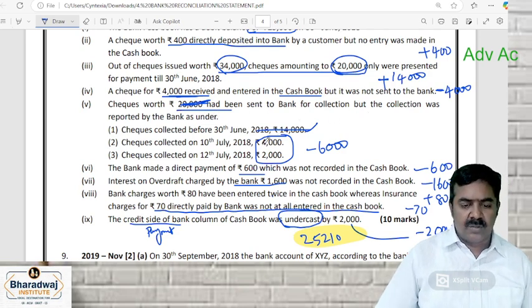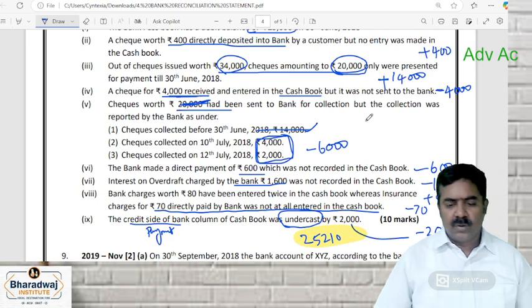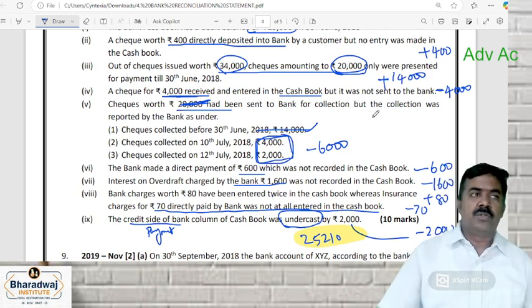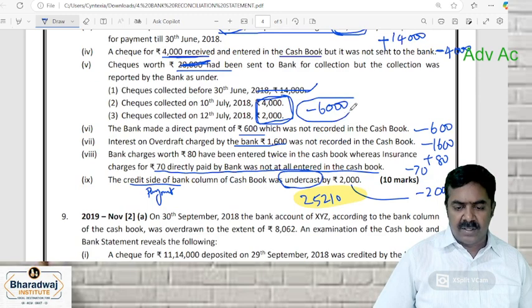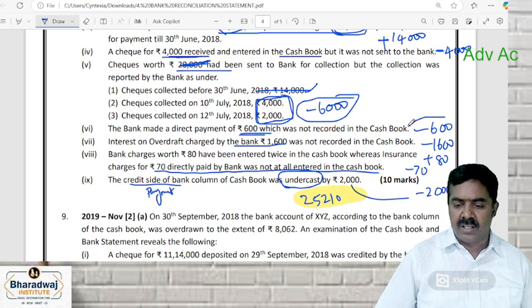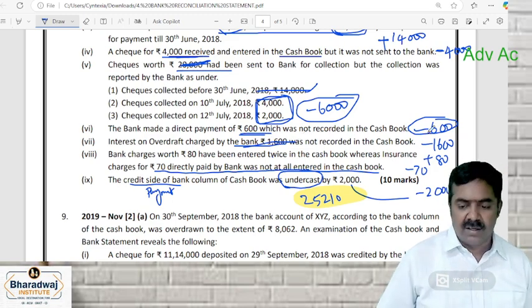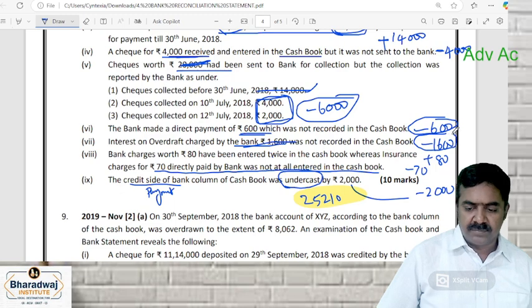We are not bothered about what is collected. What is not collected? 6,000. Customer has added, we should also add it, but OD starting final minus 6,000. Payment made not recorded in the cash book. We deducted, customer has not deducted, we should add back, but OD starting final minus 600. Bank OD interest charged, we deducted, customer has not deducted, we should add it back, but OD starting final minus 1,600.